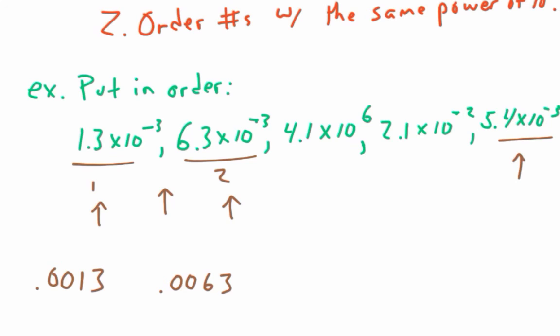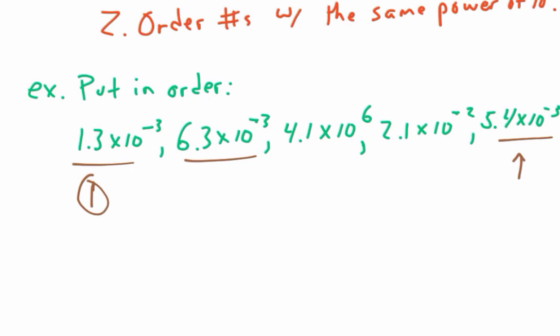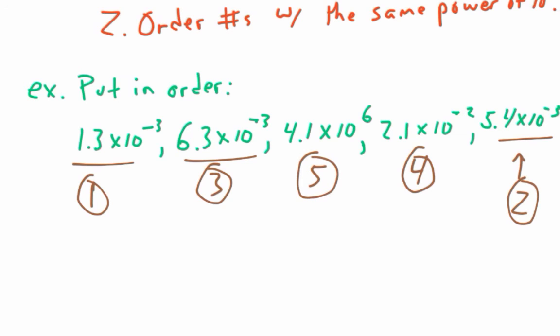Yep. So this is going to be my first one. Actually, maybe this would be helpful. So we know that this one is going to be number 1. This one is going to be second, we said. This is going to be third. My next smallest is going to be the 2.1 because we have a negative 2 next. And then last but not least, we'd have this with a positive exponent, the really big number.